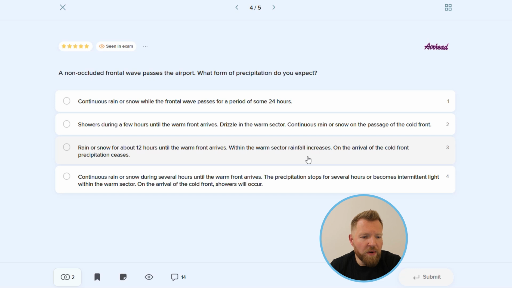rain or snow for about 12 hours until the warm front arrives. Within the warm sector, rainfall increases. On the arrival of the cold front, precipitation ceases.